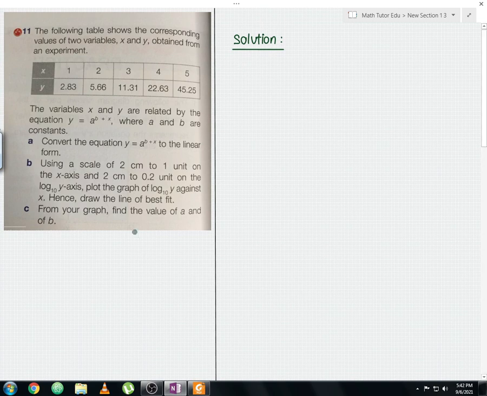Let us begin our discussion for question part A, where they ask us to convert the equation y equals a to the power of b plus x to the linear form. Okay, so let us begin our working. Given that y equals a to the power of b plus x, as you can see here, when it is involving indices, it is recommended that you log both sides with the base 10. So log 10 y is equal to log 10 in a bracket a to the power of b plus x. Okay, so I hope you guys understand till now.